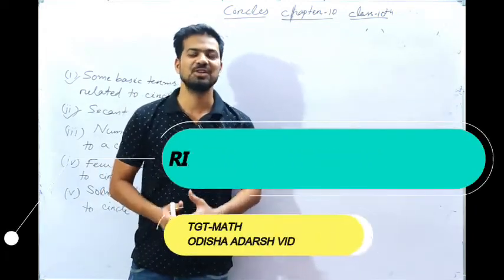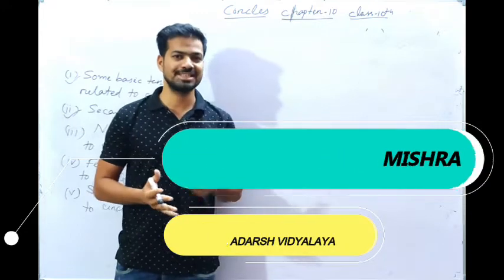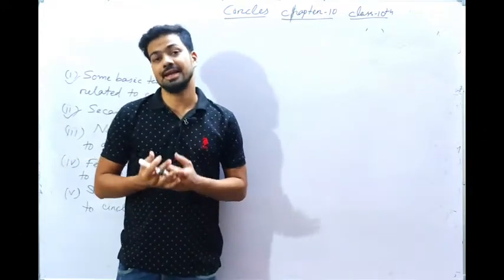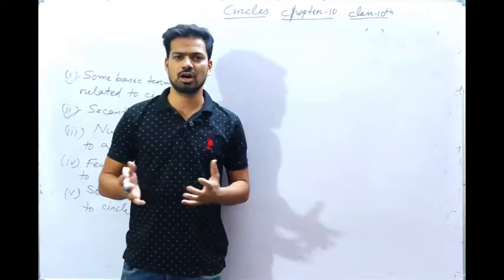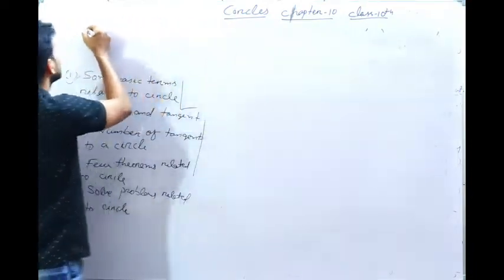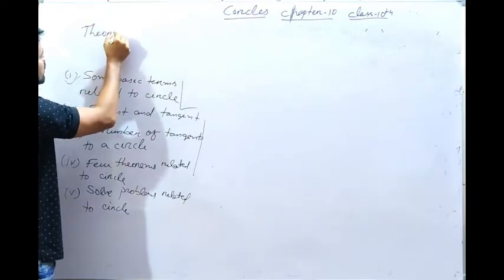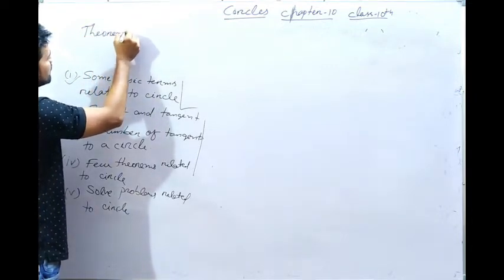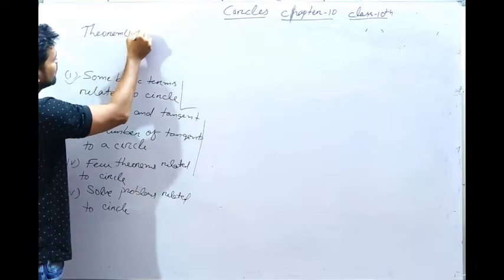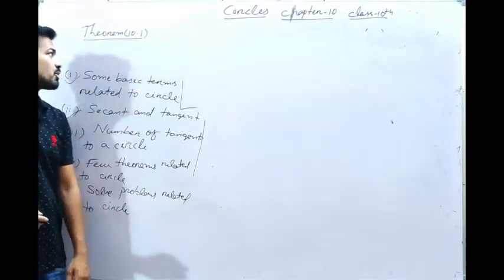Hello student. So in our last class we discussed the different terms related to a circle like tangent, secant, radius, chord, etc. And today we will discuss theorem 10.1 of your book. And what does this theorem say?